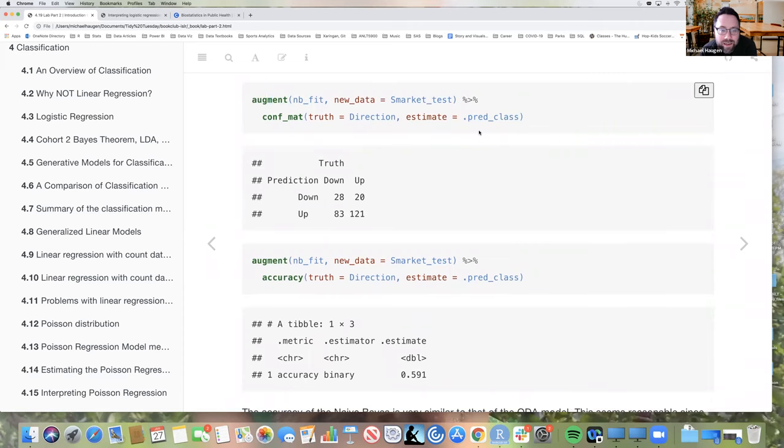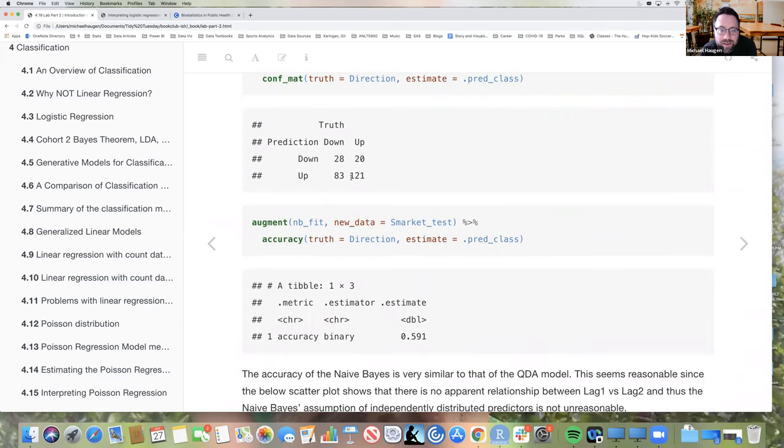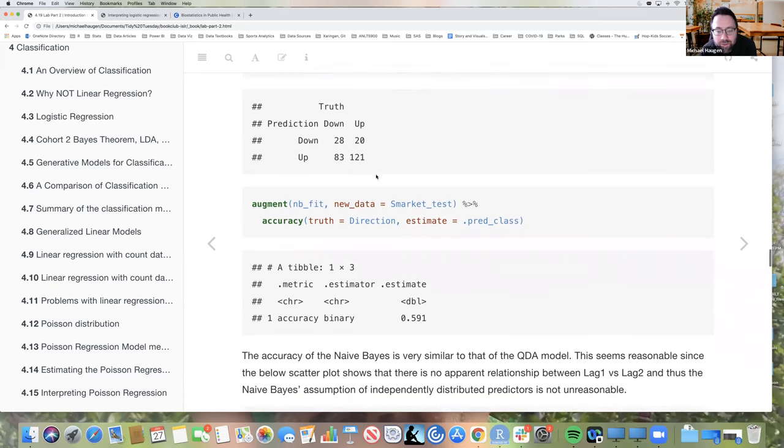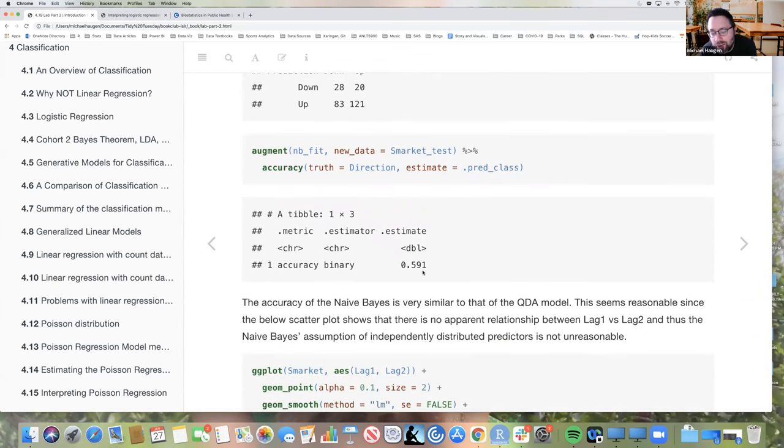we do the same things here. So here's our confusion matrix. This number is high again, which we like. This number is low again, which we don't. This number is the same as the quadratic, which I guess is good, because that's a wrong prediction. And we've got 0.591, so alas, a little bit worse.